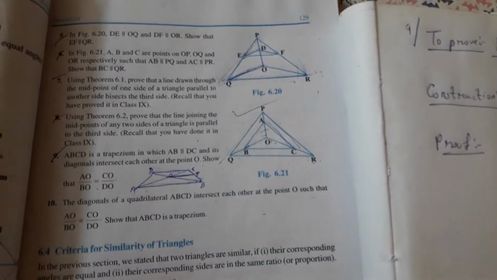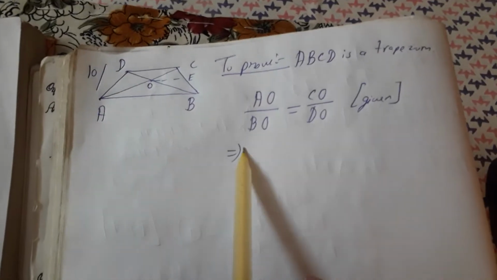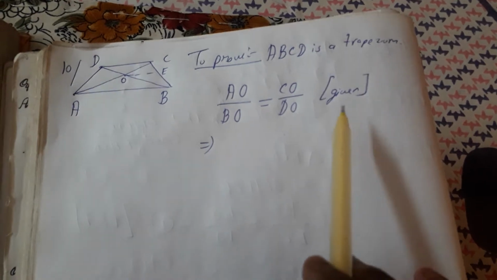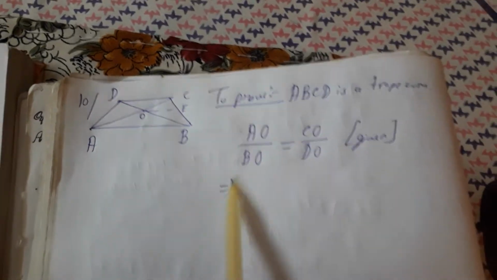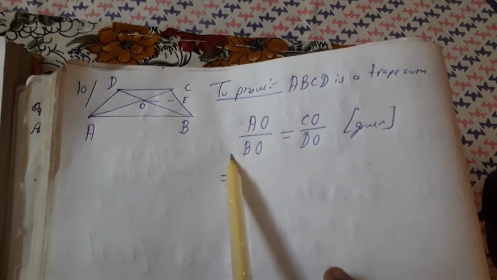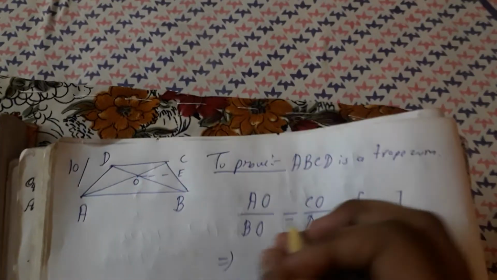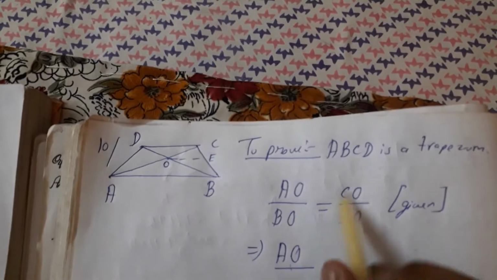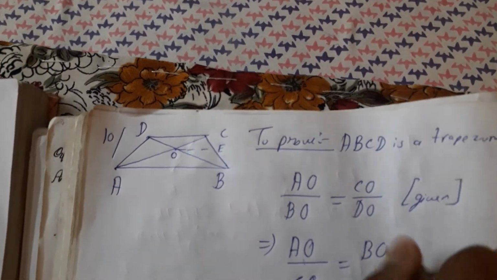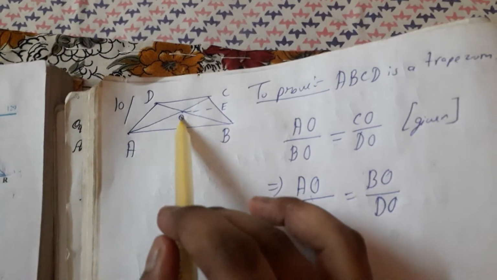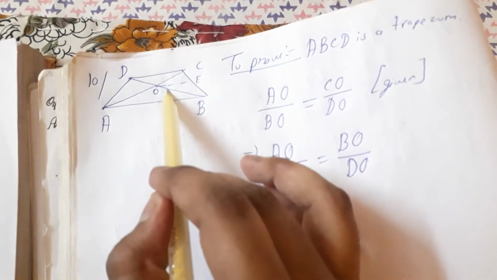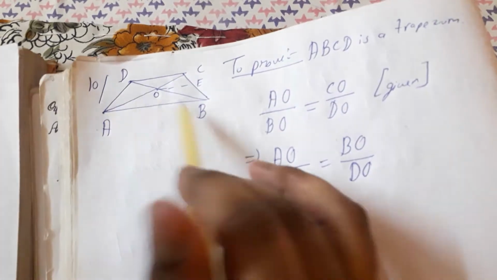Okay, now see the 10th one, that is the converse of this. See, this is your given. Now you have to write in this way, that you have to again cross multiply. It is the reverse of the 9th one, so cross multiply, you can write AO by CO is equals to BO by DO. Okay. Now construction, you have to draw a line OE such that OE is parallel to AB.